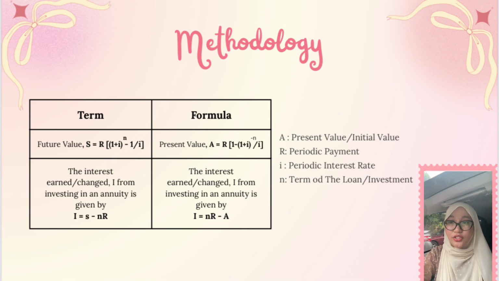To find interest earned or charged, we use two formulas. For future value, interest is calculated as I equals S minus nR, while for present value, interest is calculated as I equals nR minus A. In these formulas, R represents the periodic payment, i is the periodic interest rate, and n is the term of the loan or investment.